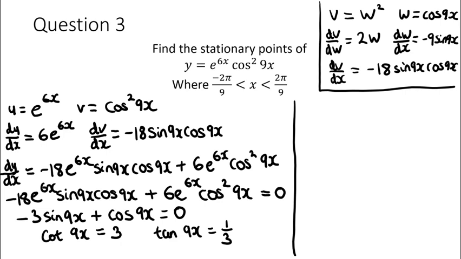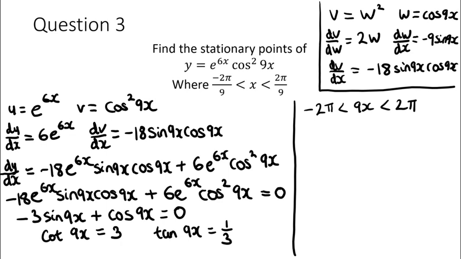So before I do that though, I'm just going to consider what my interval here is. So I was told that x is between minus 2 pi over 9 and 2 pi over 9. So I haven't got x, I've got 9x. So what I want to do with this interval is times all parts of it by 9. So I know that 9x needs to be between minus 2 pi and positive 2 pi. So when I do arctan, or inverse tan, of a third on my calculator, I'm not actually finding the solutions for x. I'm going to find the solutions for 9x.